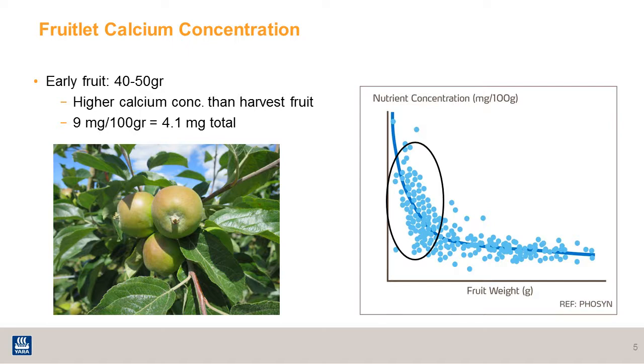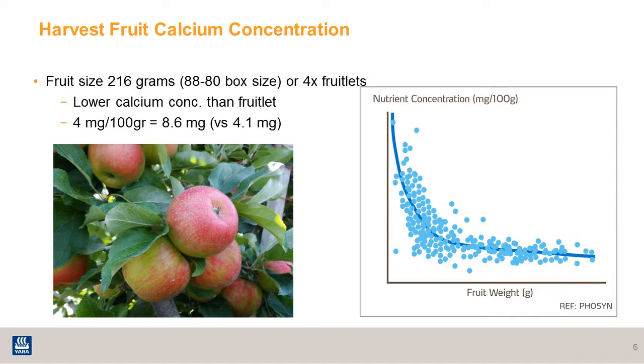Take the Honeycrisp apple for example. At the early stage of between 40 to 50 grams fruitlet, you may have about 9 milligrams per 100 grams fresh weight of calcium concentration, or approximately 4.1 milligrams accumulated total of calcium in the fruit.